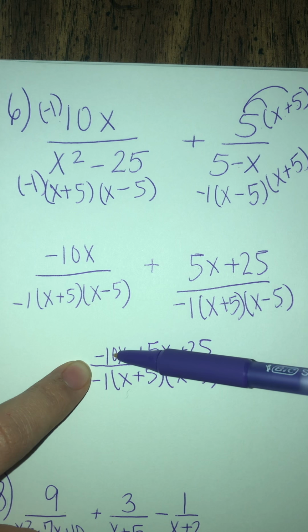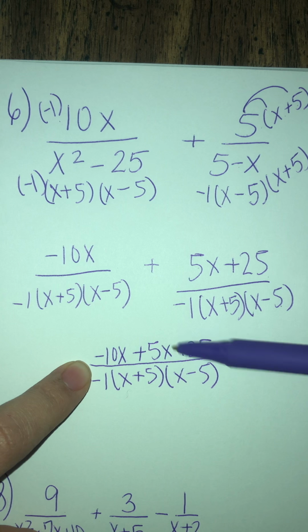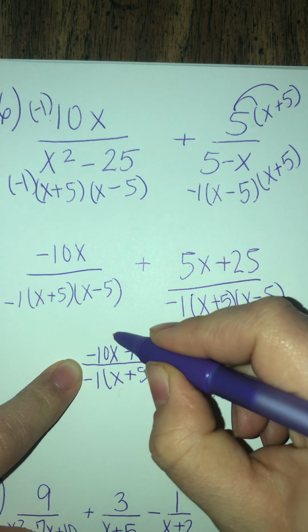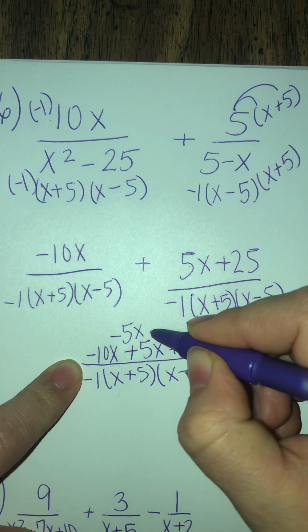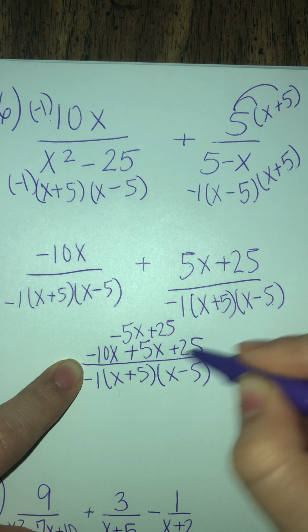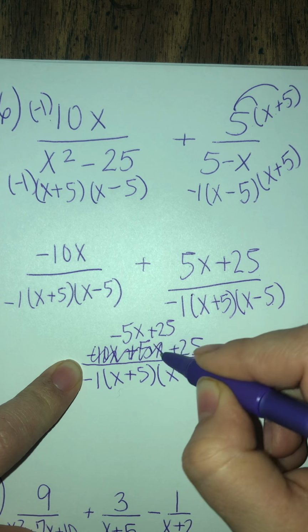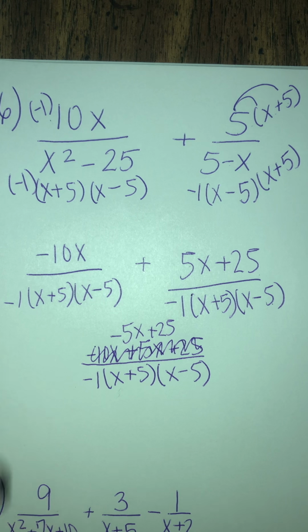If we look at the top pieces, we have a matching variable of an x, so negative 10x plus 5x can be combined to give you a negative 5x. Carry over that plus 25, and this will be our new top piece, which means this no longer exists. There is a last and final step, and it's to determine whether or not you have to simplify or you have to go and factor or cancel something out.